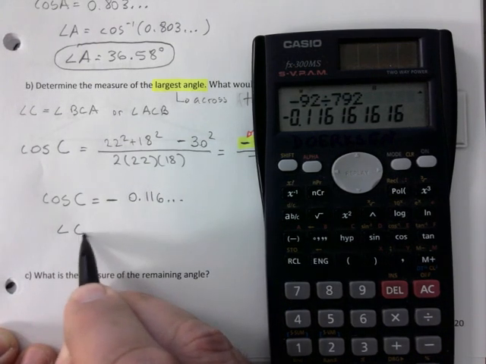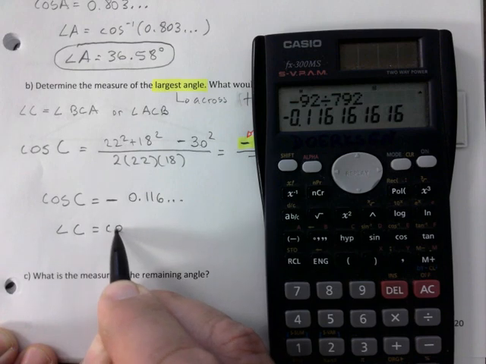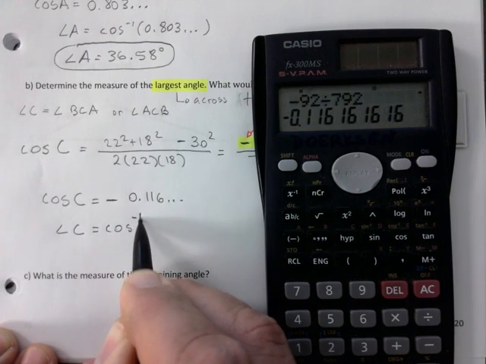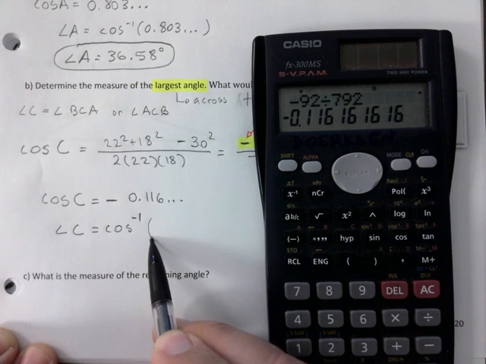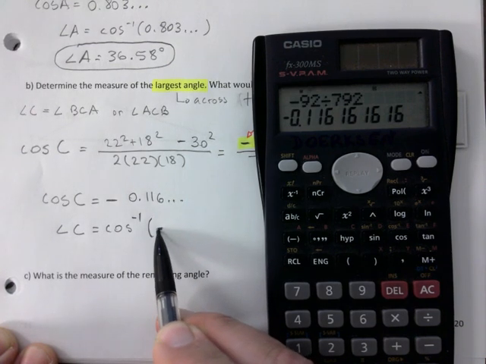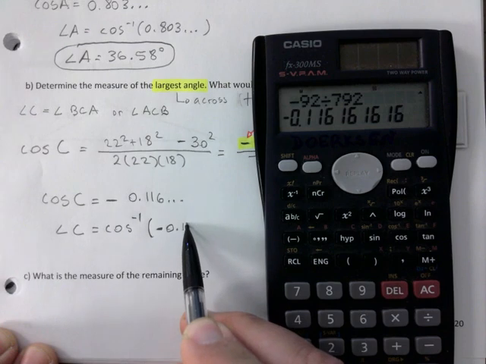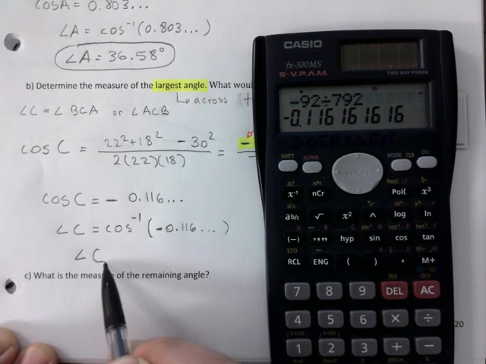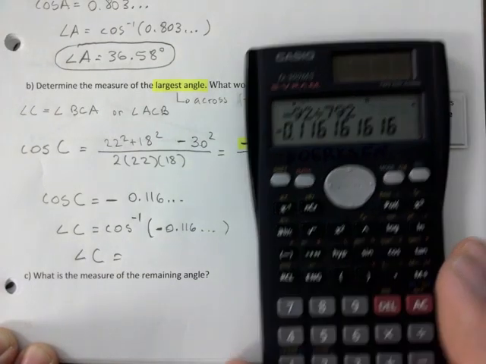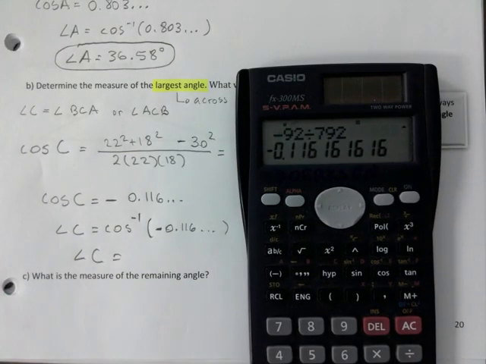So angle C is cosine inverse, right? That's always a standard way of writing it, and I usually use brackets of negative 0.116... So I did not clear this on my screen. I'm just going to leave it.